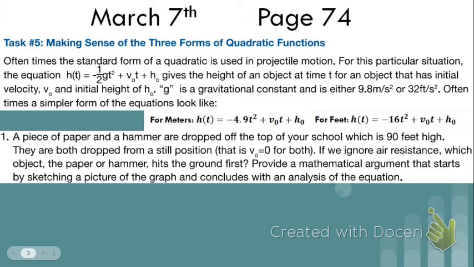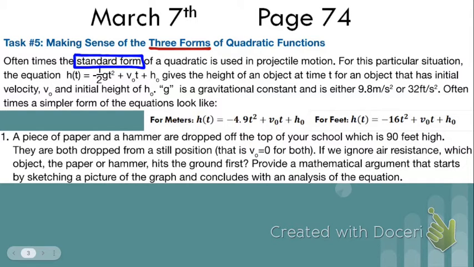But I do want to direct our attention as a group to page 74 in your books. We're going to talk about the problems on page 74 and hopefully get to the first problem on page 75. This whole task is called making sense of the three forms of quadratic functions. And right here they say the standard form of a quadratic function is often used when we're talking about projectile motion.